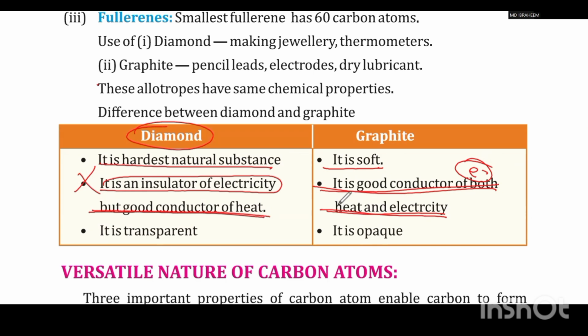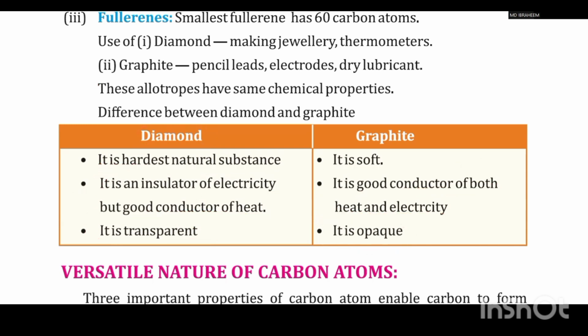Okay. Diamond, you know, is transparent in nature, while graphite is opaque. Okay. Now is it clear what the allotropes of carbon are and the difference between the diamond and graphite? Is it clear to you? If you have any doubt, you can write in the comment section. I will answer.